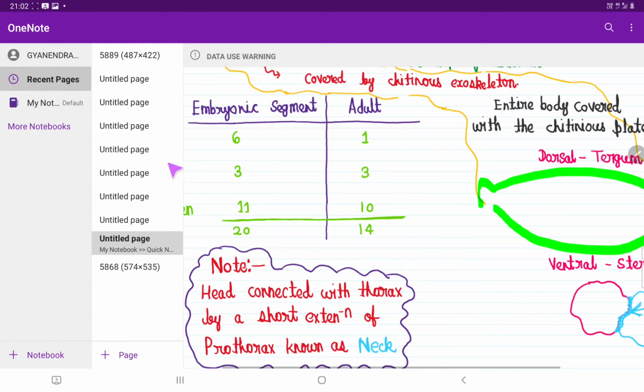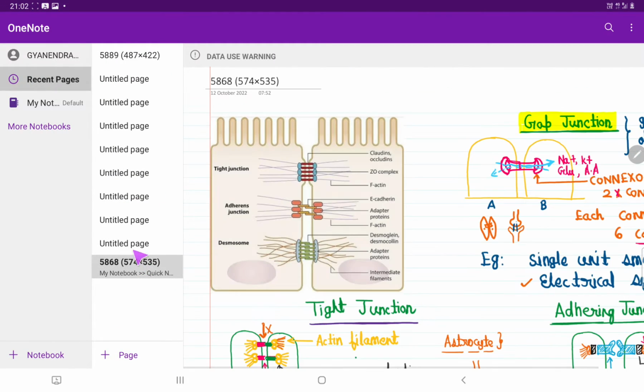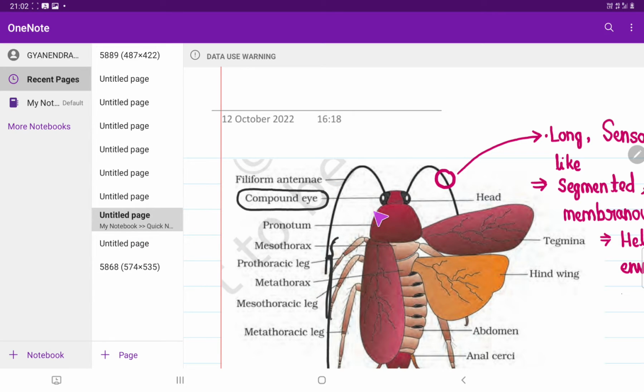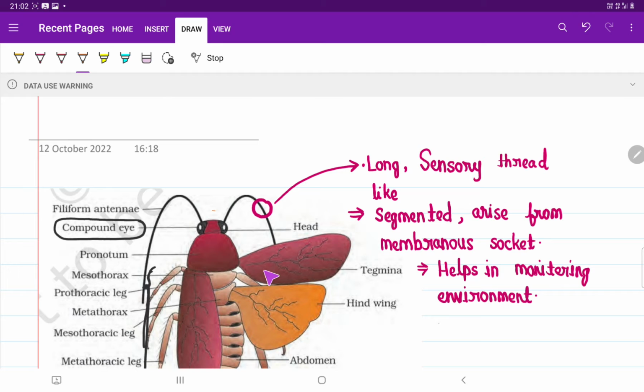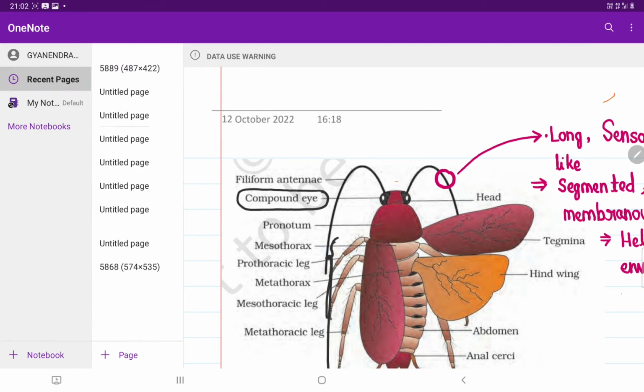One second, you see. Yes. So this is the head, and then they have the thorax. In this thorax you see prothorax, mesothorax, and metathorax. And then again you see in the abdomen, actually 10 segments are present, right?